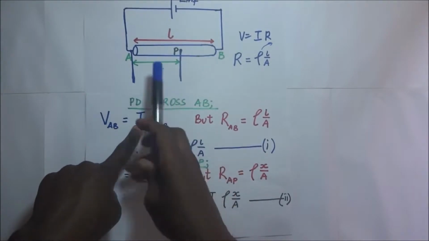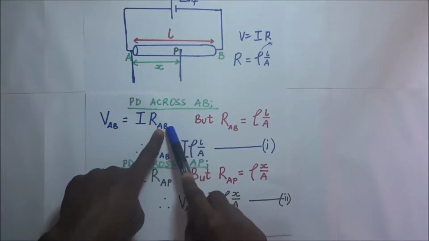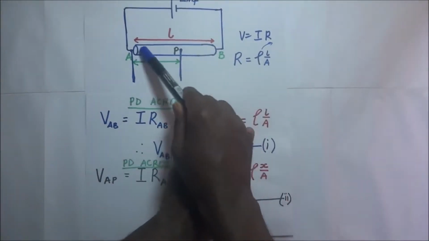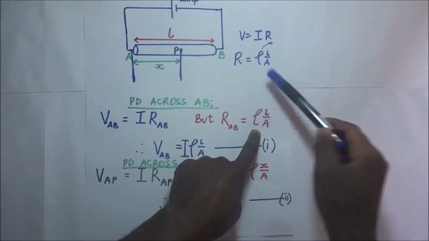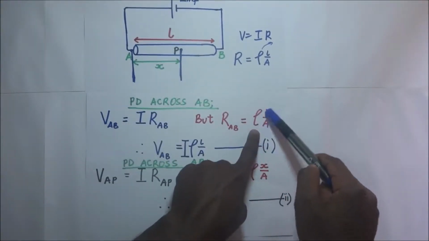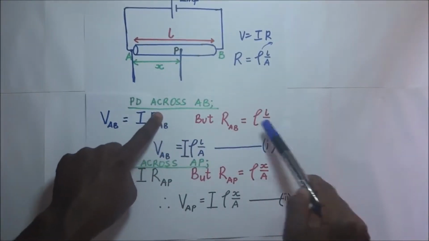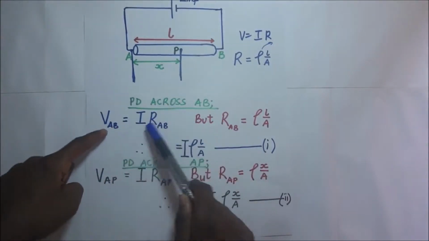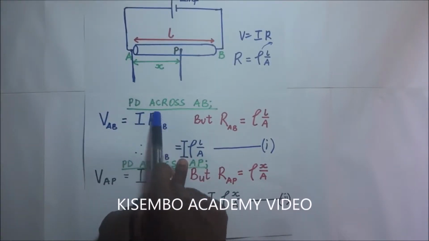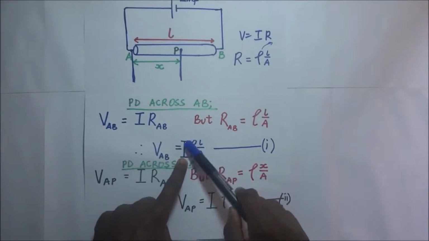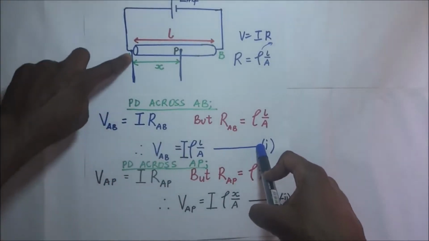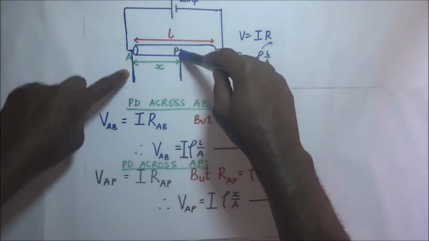It is going to be equal to the current going through that wire times the resistance of AB. But now the resistance of AB can be expressed as the resistivity of the wire AB times the length, which is L, over the cross-sectional area A of that wire. So if we substitute this for RAB, our VAB turns out to be like this: VAB is equal to I, the current, times RAB, and RAB is this expression we got. We are going to do the same to get the potential difference across AP.